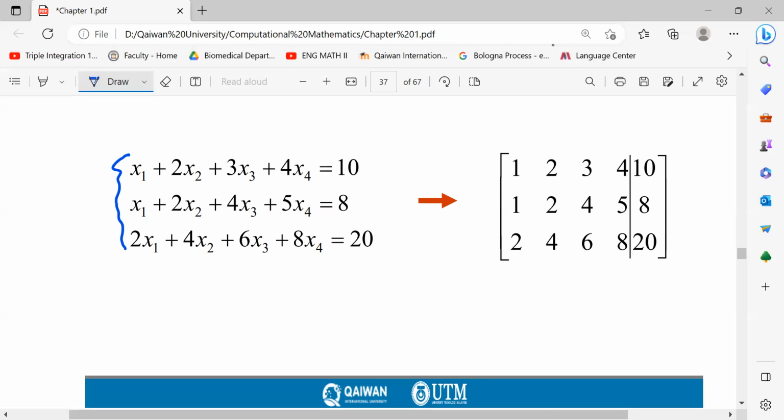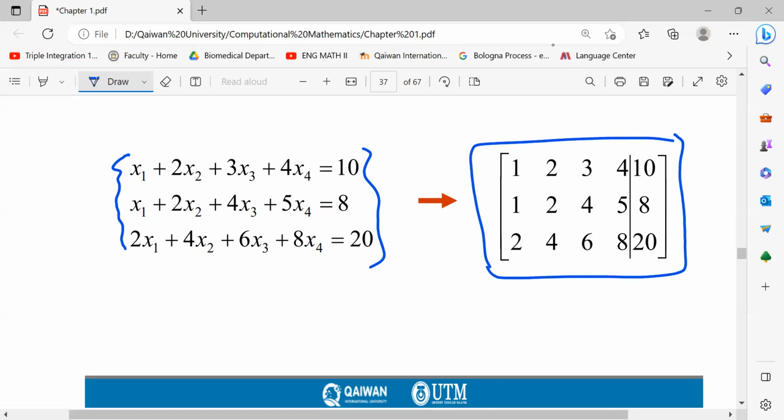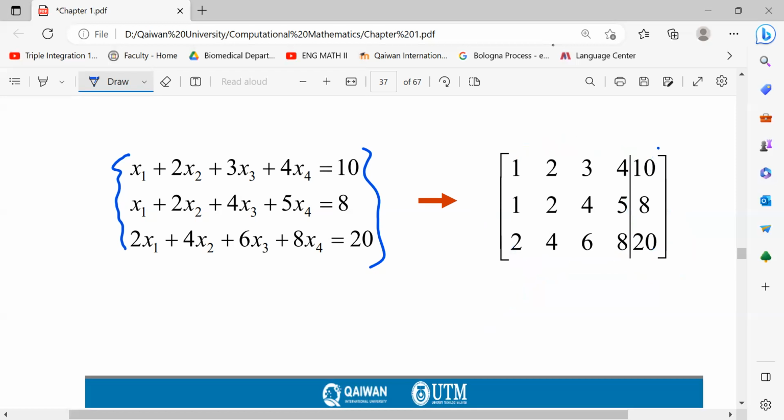Look at this here. In solving this, we do the same as we did in the previous example. What we do, we first write down the augmented matrix. This is the augmented matrix. Okay, these are the coefficients and these are the constants.